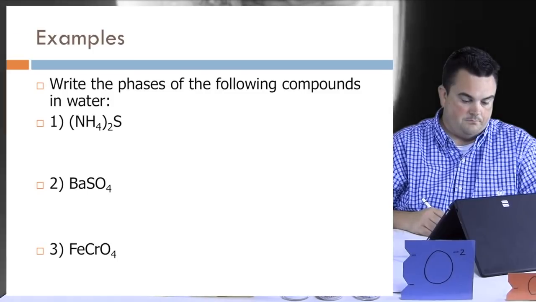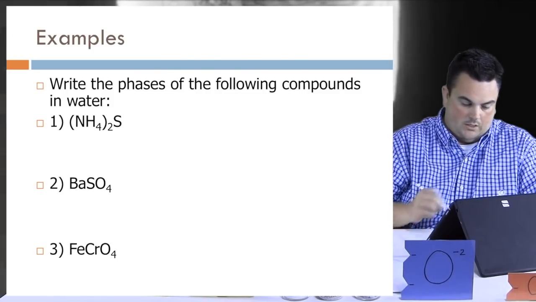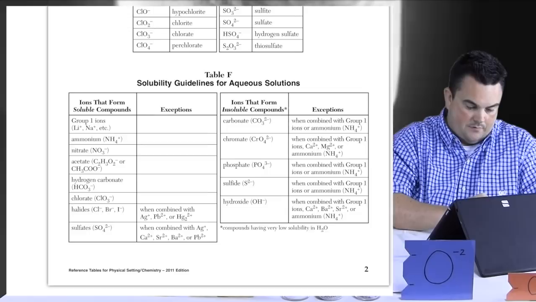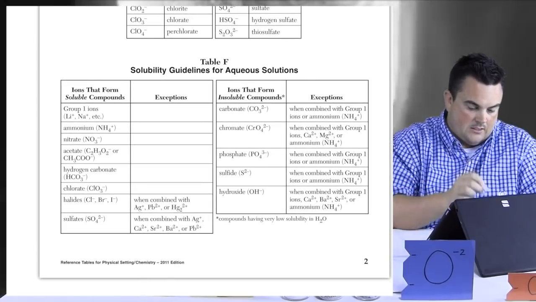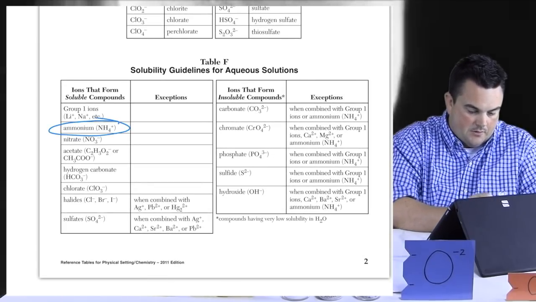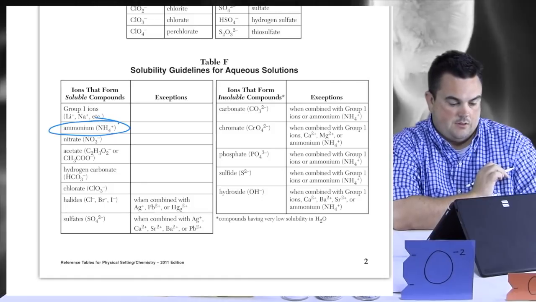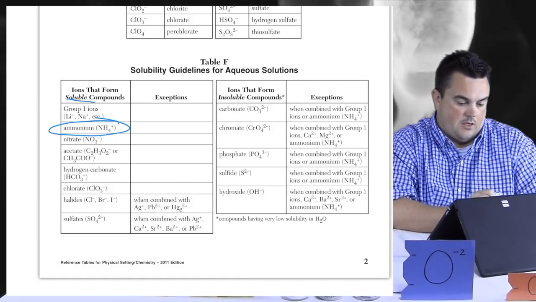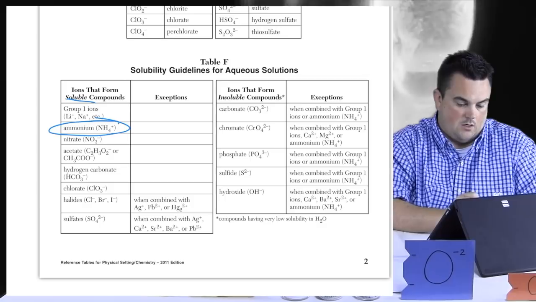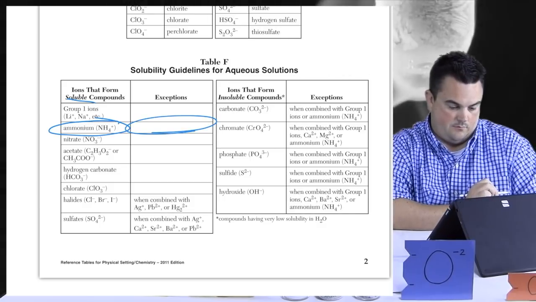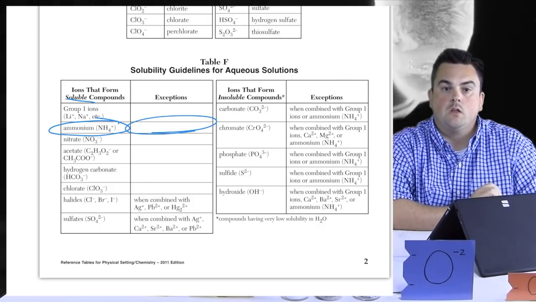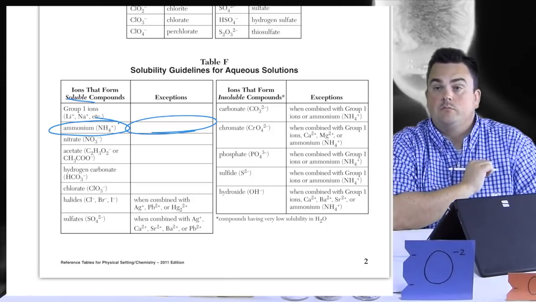So we're gonna look for those ions on table F. Okay, so I'm on table F, and I see NH4 plus right there. All right, so what column is it in? All right, that is in the soluble column. Are there any exceptions? There are no exceptions. All right, so if we are soluble, what does that mean about my phase? It must be aqueous.